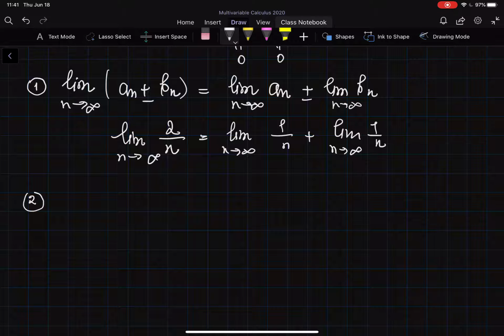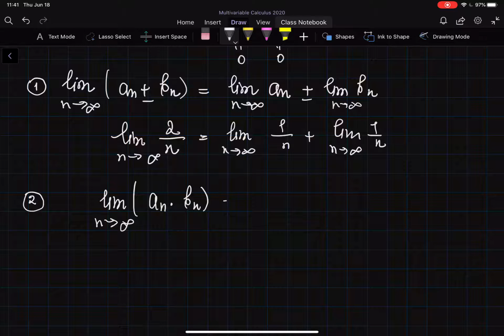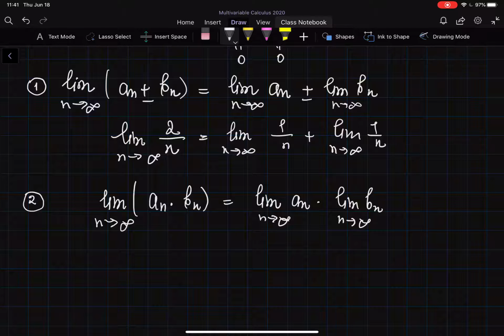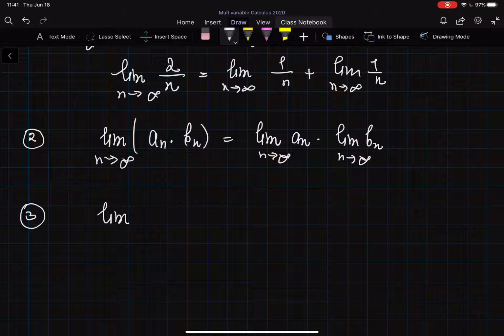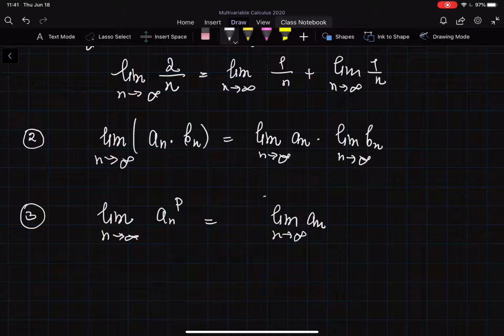The second rule is that the limit of the multiplication of two sequences, an times bn, when n goes to infinity, can also be found by finding the limits of the sequences separately and then multiplying their limits. And this works for many other rules, like powers of sequences: the limit of an to the power p is equal to finding the limit of the sequence first, and then taking its p-th power, where p is more than 0.